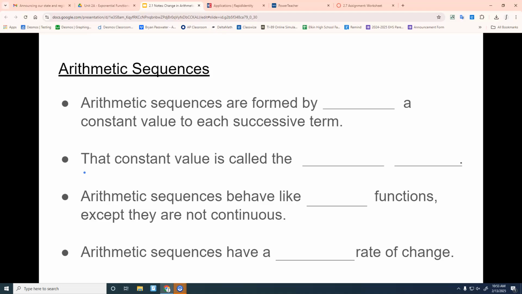So arithmetic sequences are formed by blank, a constant value to each successive term. The answer for that blank is adding. So arithmetic starts with an A, adding starts with an A. That helps me remember which one is which, which one's arithmetic, which one's geometric. That constant value that is added each time is called the common difference.